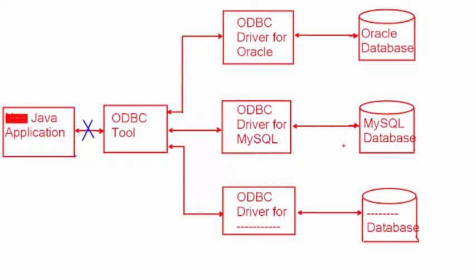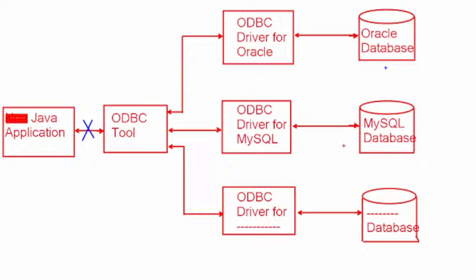Then JDBC drivers were introduced. Non-Java applications connected to databases in the same style, but with Java the connection failed. ODBC cannot understand Java instructions. That is the reason JDBC drivers were introduced. So the Java and ODBC connection failed. Then how to solve this situation?